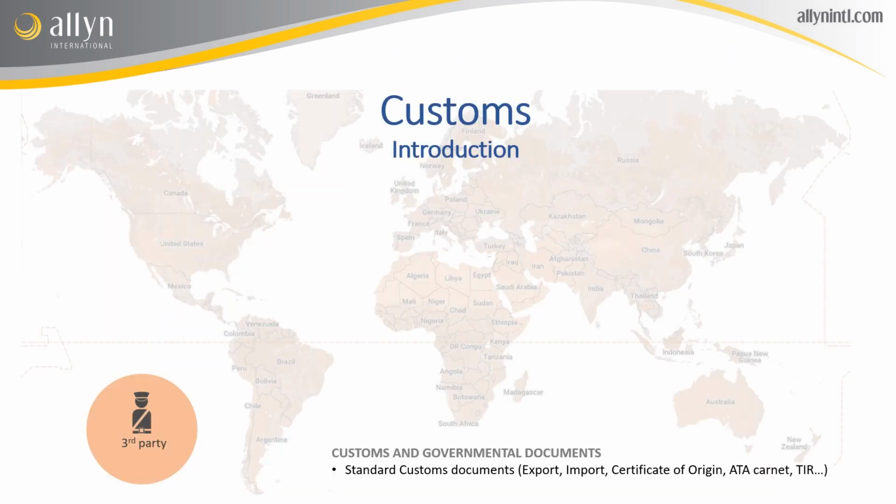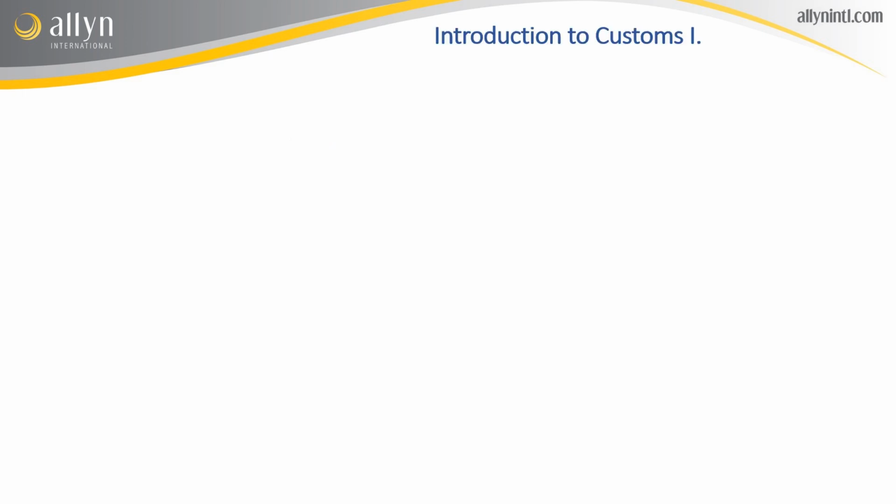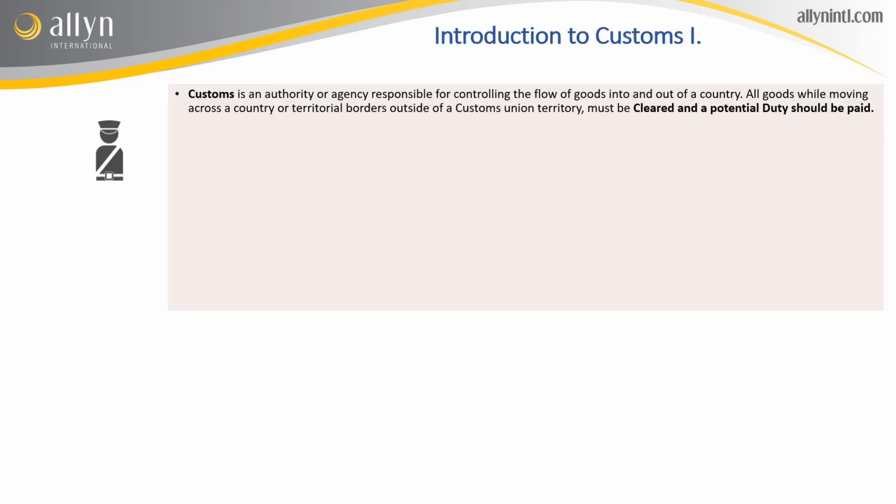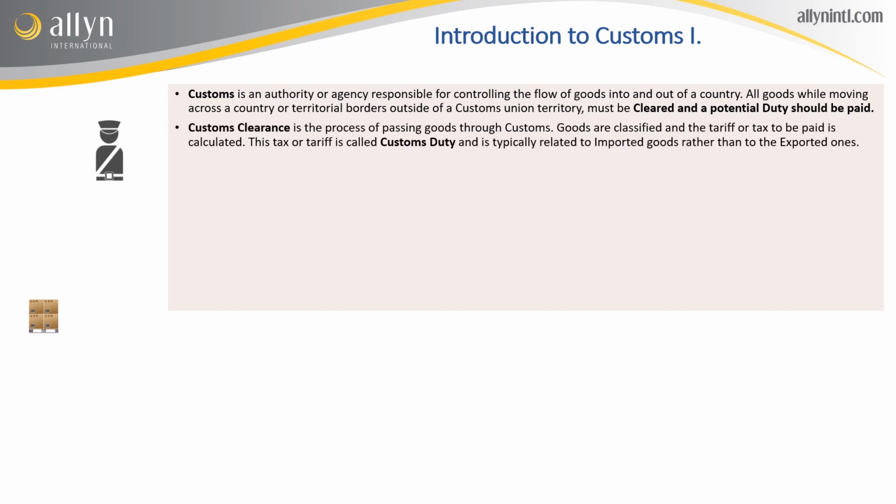Let's start by talking about customs and what it is. Customs is an authority or an agency responsible for controlling the flow of goods in and out of a country. All goods, while moving across a country or a territorial borders outside of a customs union territory, must be cleared and a potential duty should be paid. A customs clearance is the process of passing goods through customs. The goods are classified and the tariff or tax to be paid is calculated.